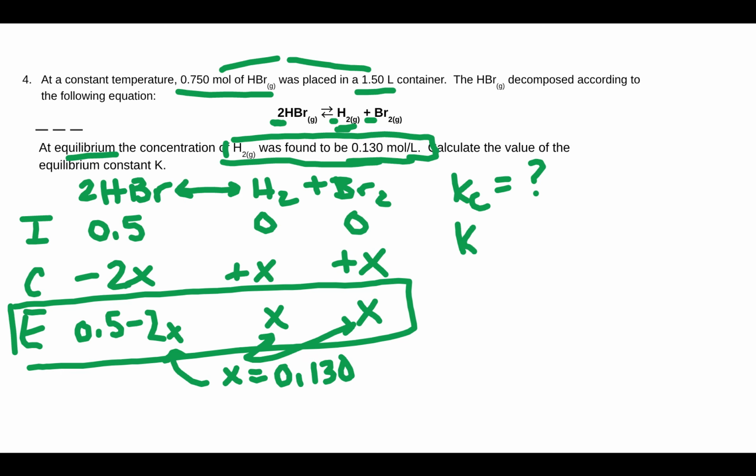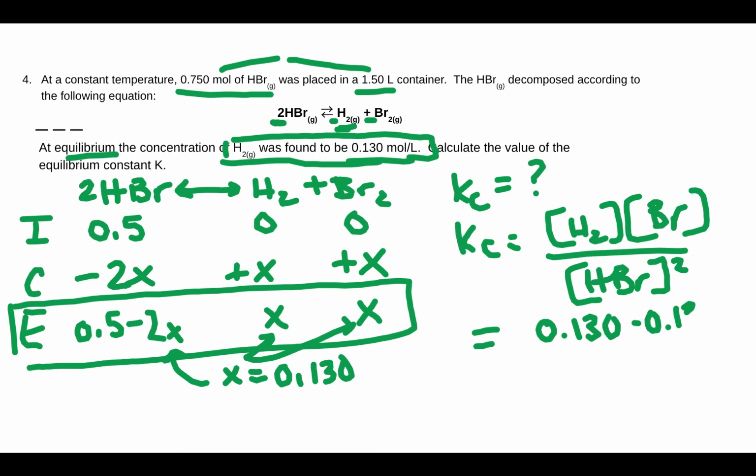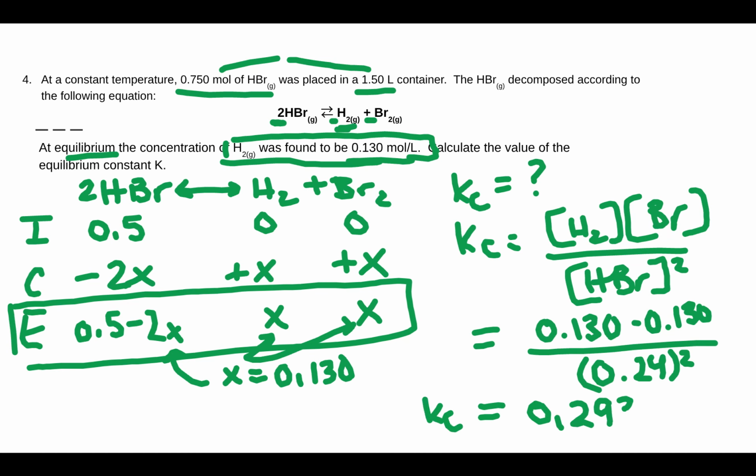So now we can set up that Kc expression, which is going to be your hydrogen times your bromine divided by your HBr to the power of 2, right? Always products over reactants. And then we will fill in those values. So 0.130 times 0.130 divided by 0.5 minus 2x, which is 0.24, and that would all be squared. And then plug that into our calculator, and we would figure out that the Kc constant is going to be 0.293. And your equilibrium constant does not have any units, so that would be your answer for this first one.